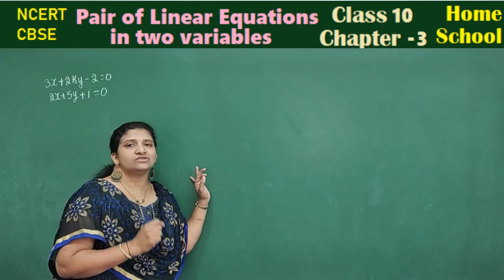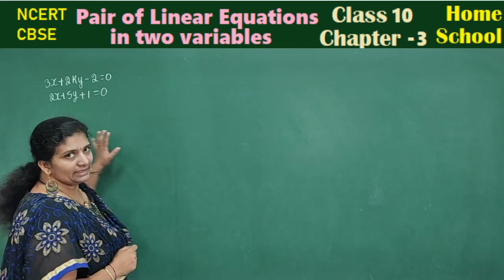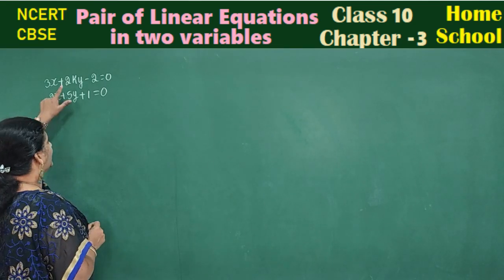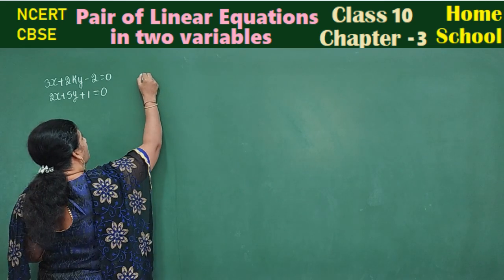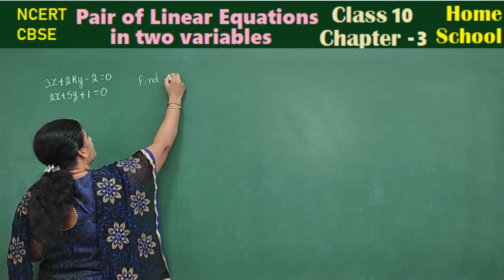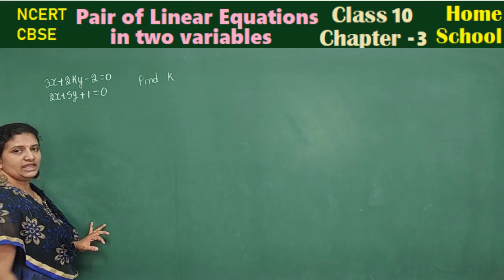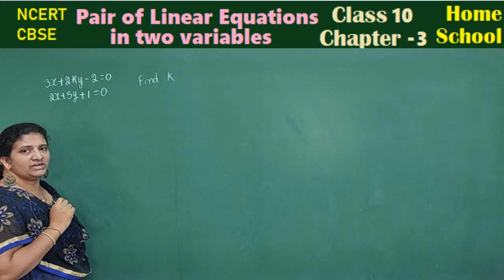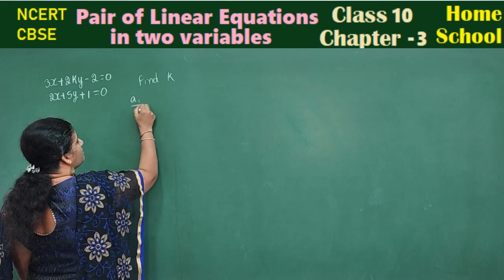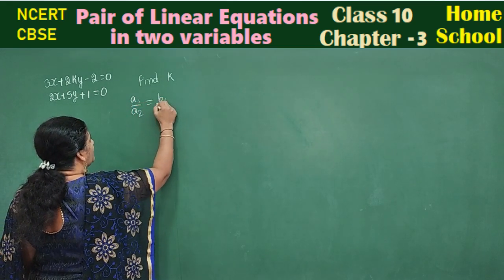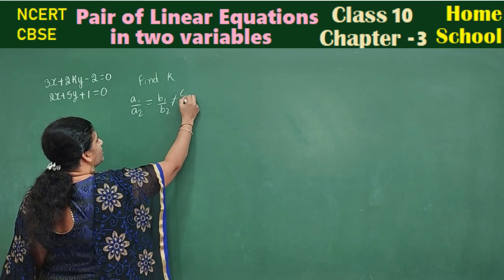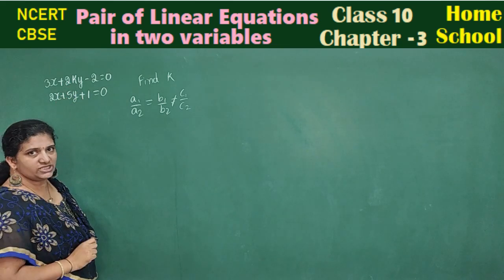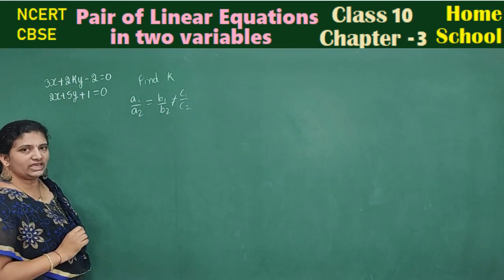In 1 mark, there is a chance of asking one more variety of question. That is, if the pair of linear equations are parallel, find k, they will ask. They have given that these two linear equations are parallel. Find k. Parallel means, what is the ratio you remember? a1 by a2 is equal to b1 by b2 is not equal to c1 by c2. Where is k? k is at the b1 position. So these two ratios we are going to equate.